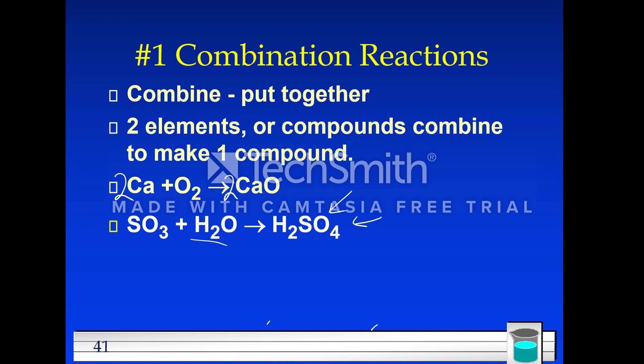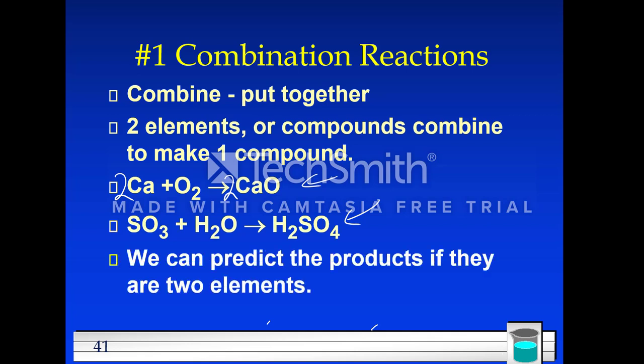Oh, let's balance this one. Well, that was hard. 1 S, 2 H's, 2 H's. 3 and 1 is 4 O's, 4 O's. Sometimes they're already balanced. Now, can you see the first one is two elements making a compound, and the second one is two compounds making one compound. There's a difference there. If it's just two elements, you can predict the products, because the only way two elements can change is to come together. If it's two compounds, I would have to tell you that it's a combination.